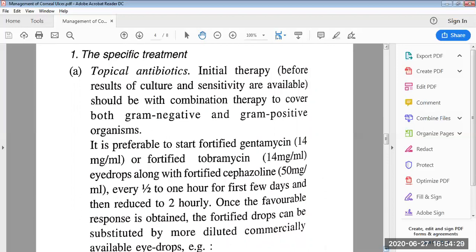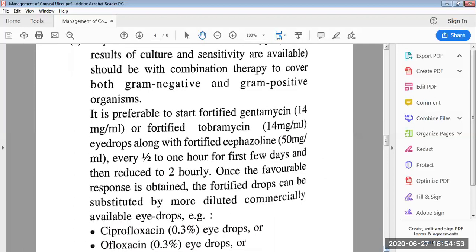Then antibiotic should be given. This is the ideal way to do, but bacterial corneal ulcers should be treated as soon as possible because they can affect our vision. So we should start the initial therapy with the broad spectrum antibiotics, which cover both the gram negative and gram positive organisms.